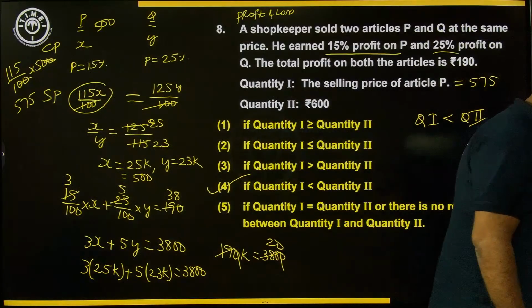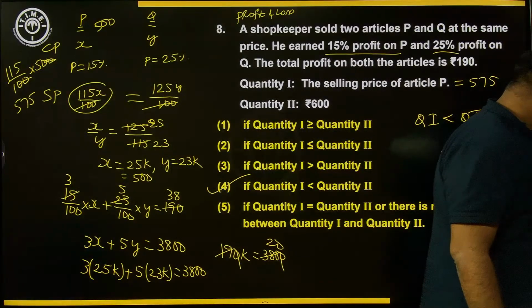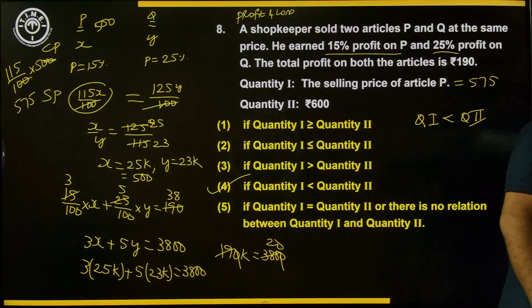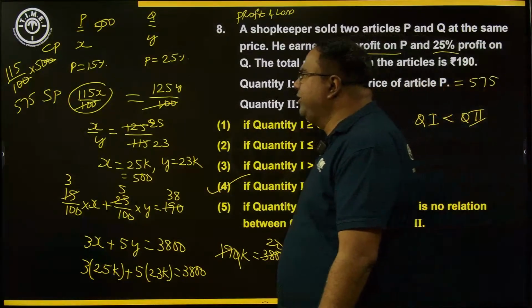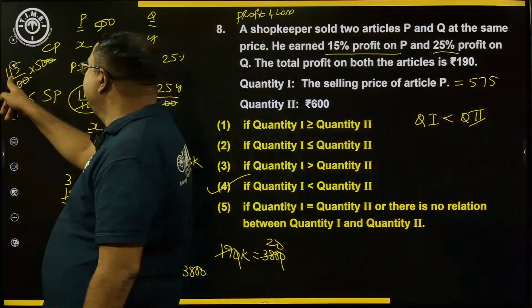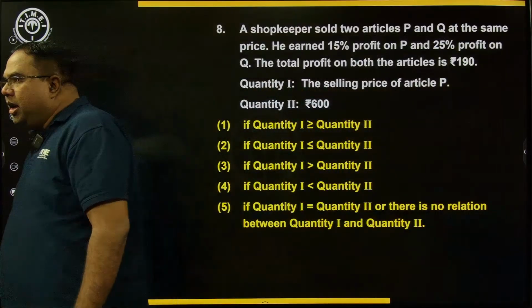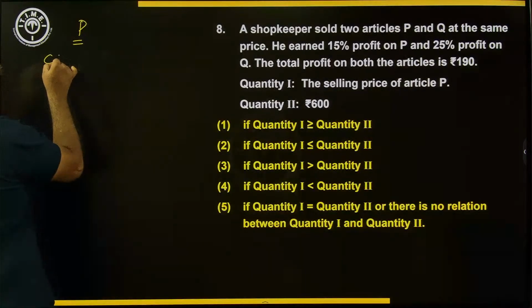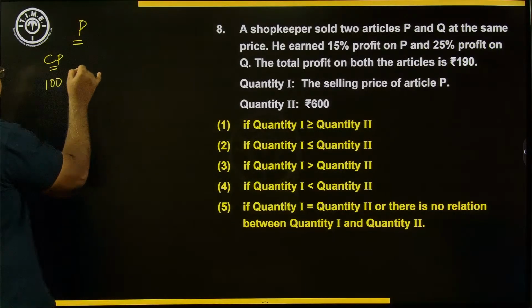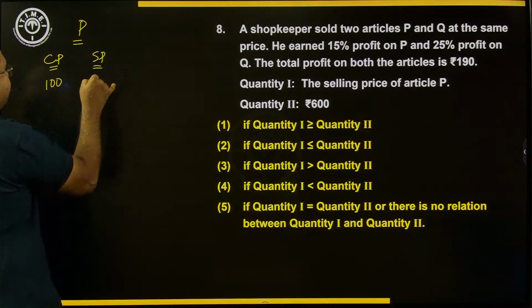Any questions for me? Okay, no questions. Fine. Let's move it. I can also do like this here. One more way of doing this is, let me take article P, cost price 100, let me assume. Selling price 15% profit means 115.